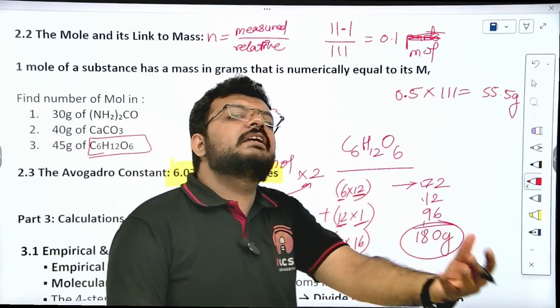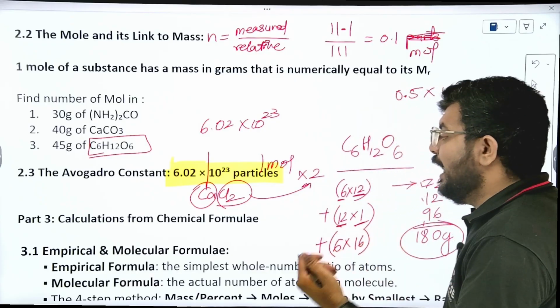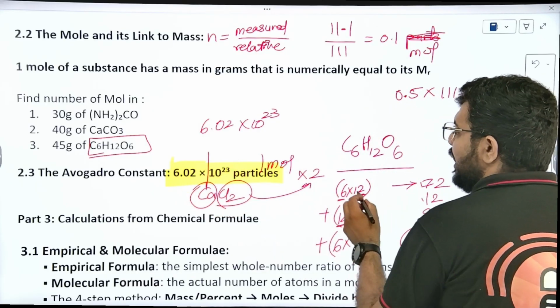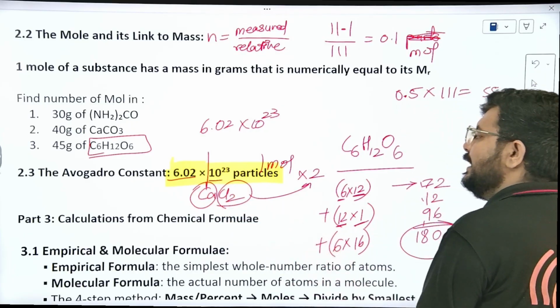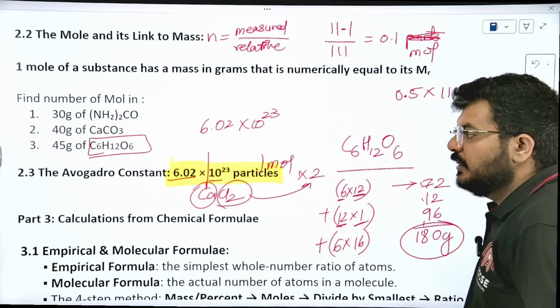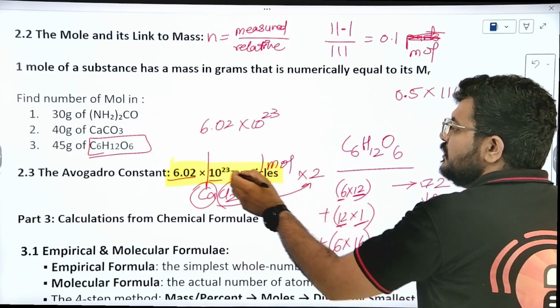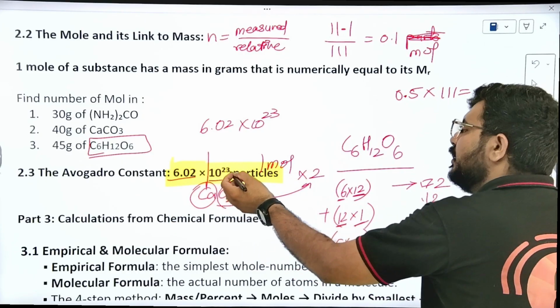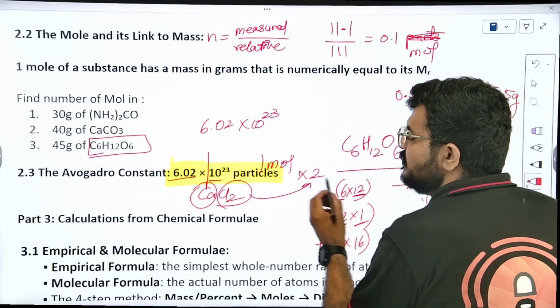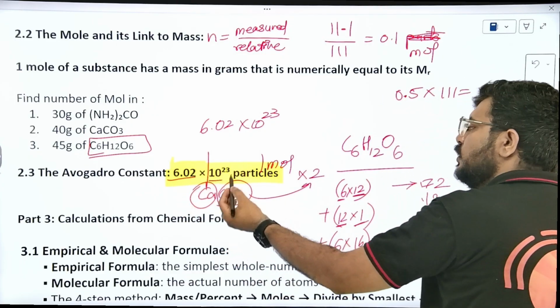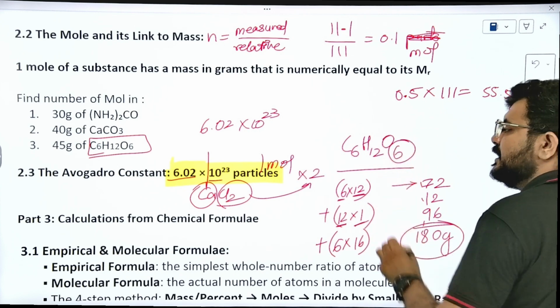In this 180 grams of glucose, how many carbon atoms are there? The number of carbon atoms is 6.02 into 10 to the power 23 into 6. How many hydrogens are there? 6.022 into 10 to the power 23 into 12. How many oxygen atoms are there? Again 6.02 into 10 to the power 23 into 6.